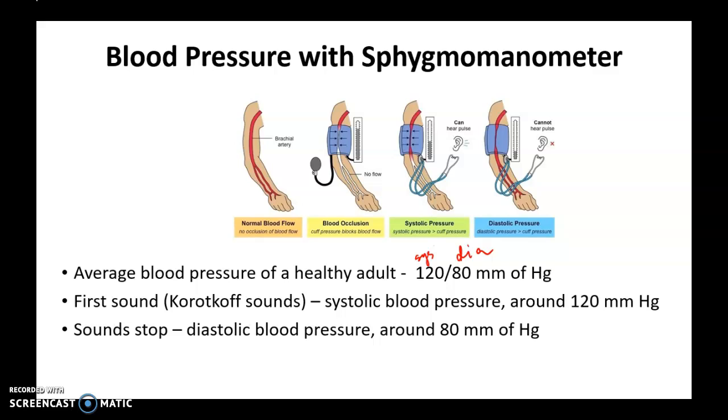Hope that makes sense. So Korotkov sounds will continue to be heard at every systole as long as the cuff pressure remains greater than the diastolic pressure, which is 80. So as you are slowly releasing the pressure, you will hear these systolic Korotkov sounds as long as the pressure is above 80 millimeters of mercury.